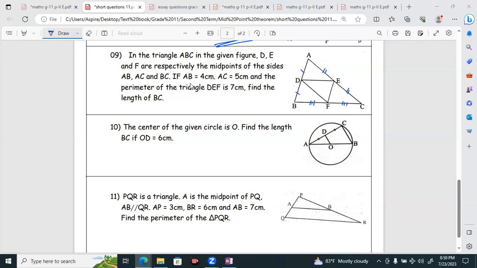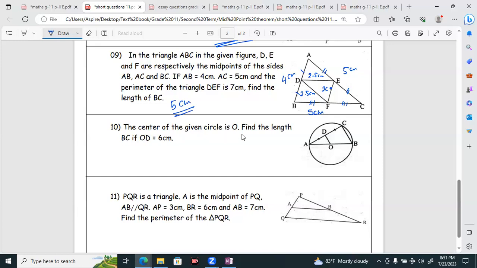If AB equals 4 and AC equals 5. AB is 4 centimeters, which means we can identify EF is 2 centimeters. When AC equals 5 centimeters, we can detect DF is 2.5 centimeters. Then the perimeter of the triangle DEF is 7 centimeters, means DE equals 2.5 centimeters. Okay, when DE becomes 2.5 centimeters, BC becomes 5 centimeters. Very interesting, no? BC becomes 5 centimeters.